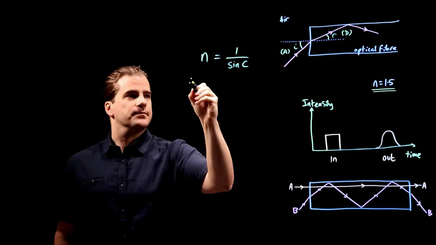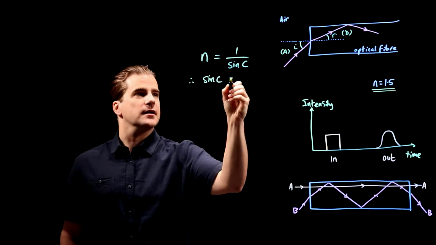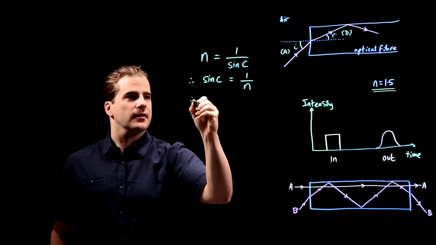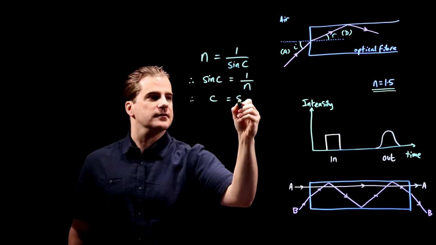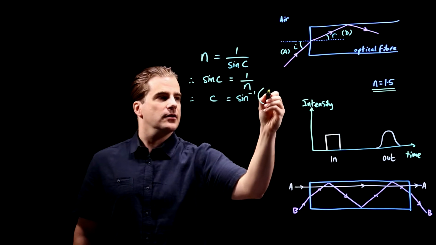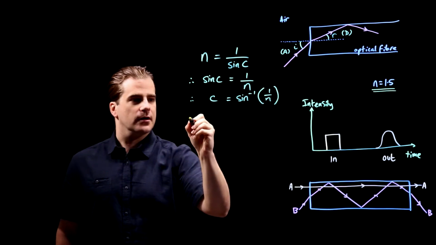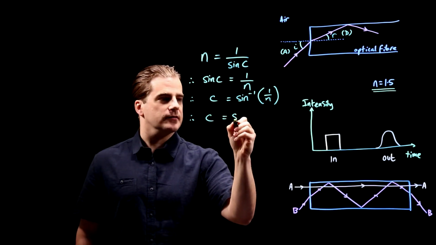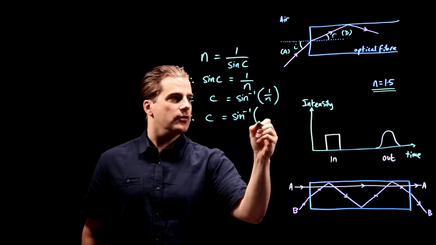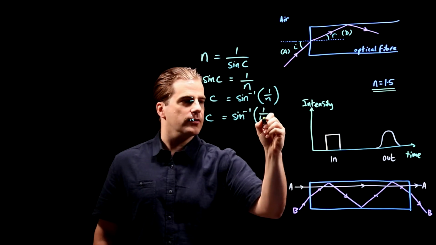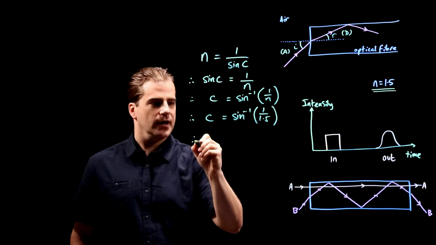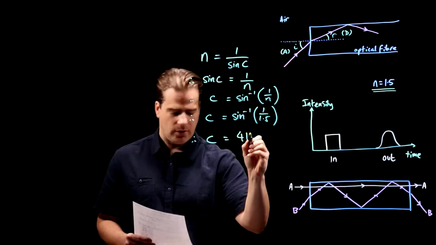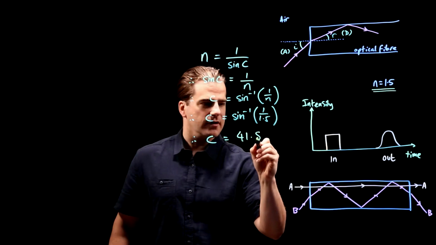So, therefore, sine c is, bring that up here and the n down there, 1 over n. So therefore, c is sine to the minus 1 of 1 over n. Okay, we're ready to put the numbers in. So c is inverse sine of, n is 1.5, so 1 over 1.5. Stick that in your calculator and you get 41.8103 something.